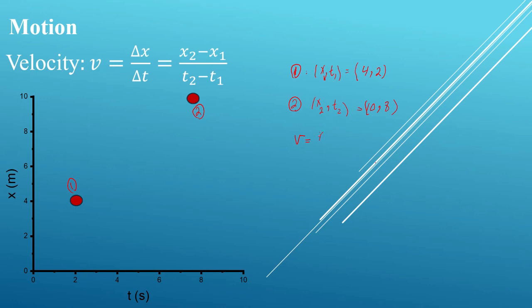So now if I write down the velocity, which the symbol is v, it's going to be x2 minus x1 divided by t2 minus t1, right? So my x2 here is 10 minus 4, right? And then the time is going to be 8 minus 2. So it's going to be 6 divided by 6, which is 1. And then the unit is going to be meters per second, right?